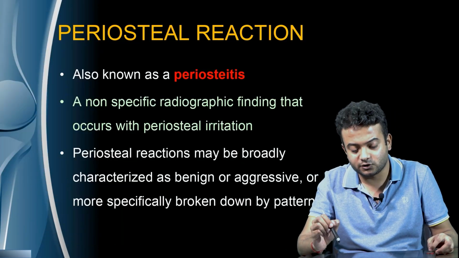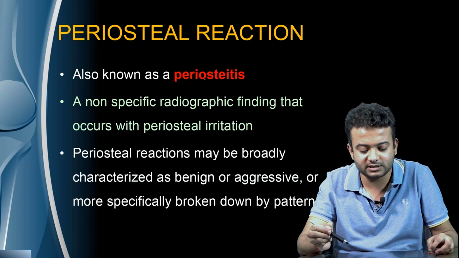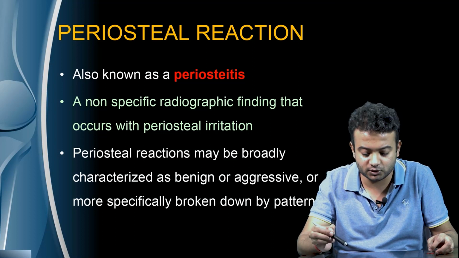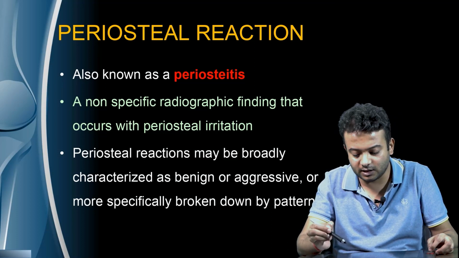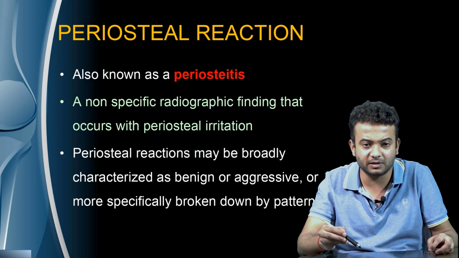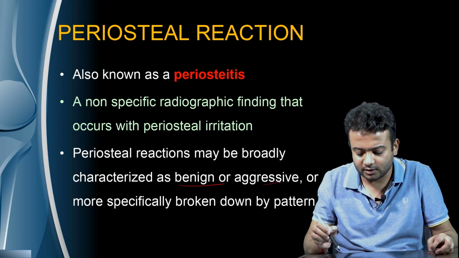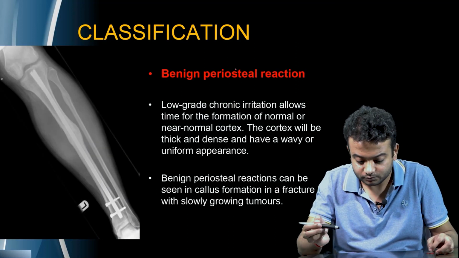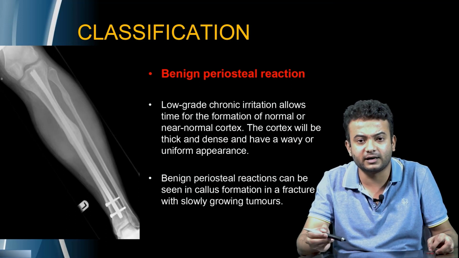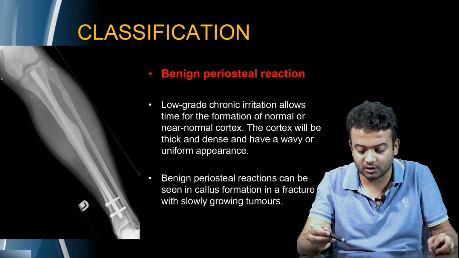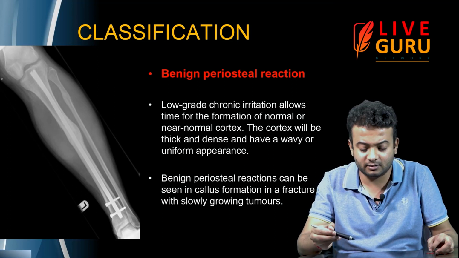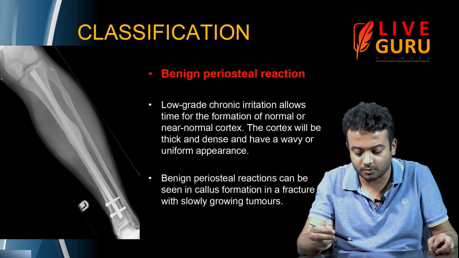And now we talk about the periosteal reaction. This is also known as periostitis, and this is a very non-specific radiographic finding that occurs with irritation of the periosteum, that occurs with many pathological processes. These reactions can be broadly categorized as benign or aggressive, and can also be further broken down by various patterns. The benign periosteal reaction can be because of very low grade chronic irritation that allows the formation of a normal or near normal cortex, but here the cortex will be thick and dense, and can have a wavy or uniform appearance as well.